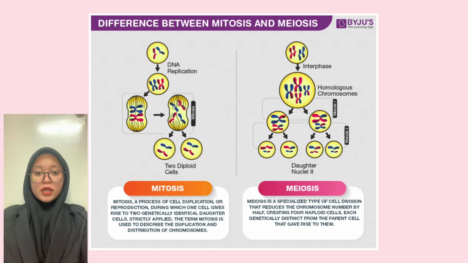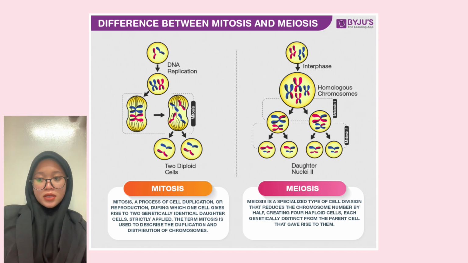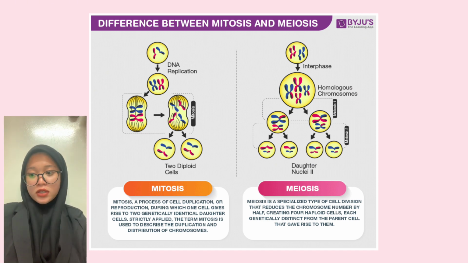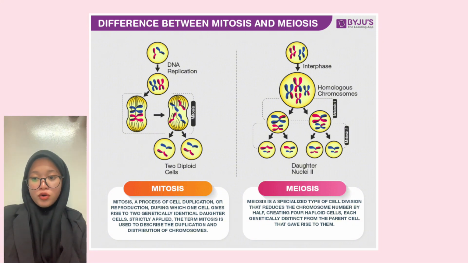And lastly, I will explain about the difference of mitosis and meiosis. Mitosis is a process of cell duplication or reproduction during which one cell gives rise to two genetically identical daughter cells. Strictly applied, the term mitosis is used to describe the duplication and distribution of chromosomes. While meiosis is a specialized type of cell division that reduces the chromosome number by half, creating 4 haploid cells, each genetically distinct from the parent cell that gave rise to them.